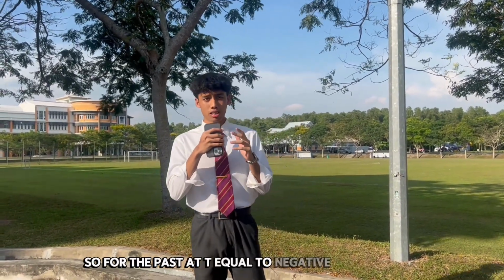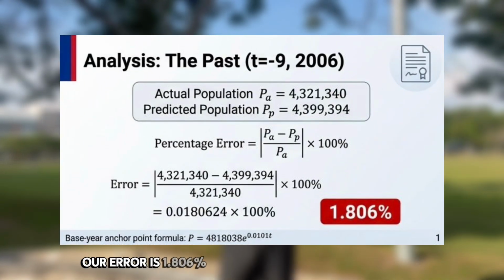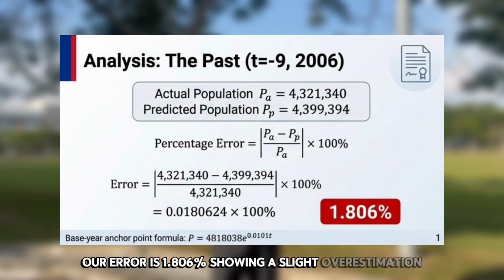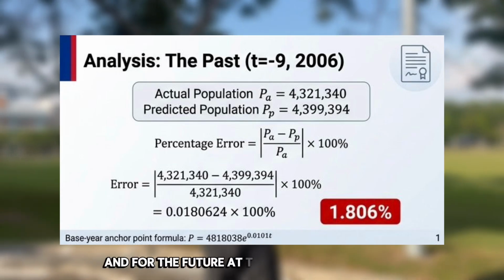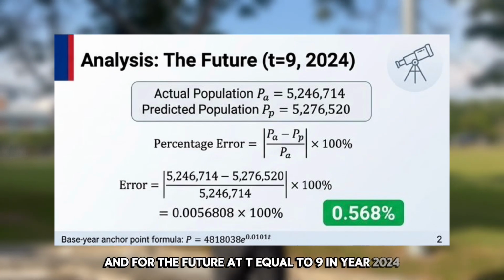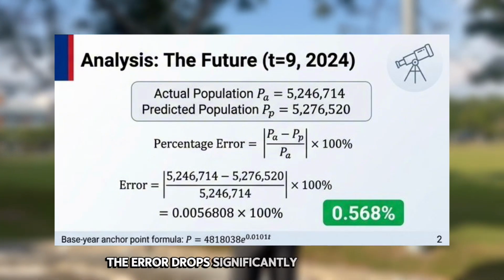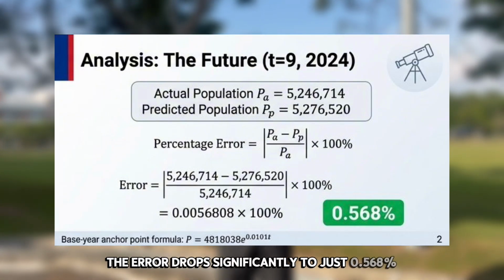Now, let's compare the model's performance for the past versus the future. So, for the past, at t equal to -9 in year 2006, our error is 1.806%, showing a slight overestimation, and for the future, at t equal to 9 in year 2024, the error drops significantly to just 0.568%.